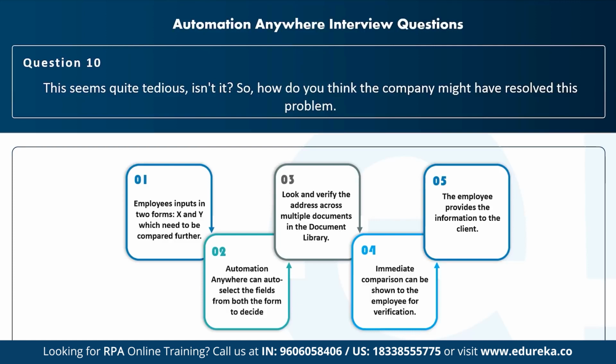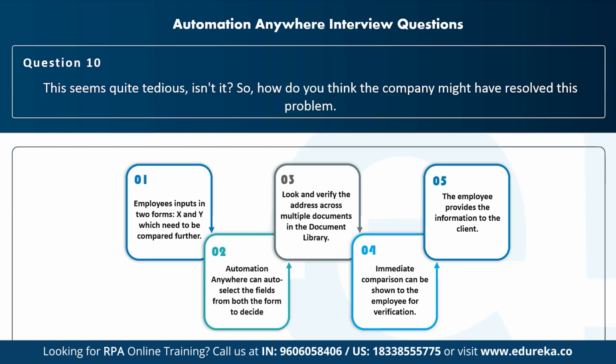So as you can see on my screen, this is basically the process workflow that you can use. For example, if an employee inputs two forms, that is X and Y, which need to be compared further, Automation Anywhere can auto select the fields from both the forms to decide and then look and verify the address across multiple documents in the document library. After the immediate comparison has been done, it can be shown to the employee for verification, and then the employee can provide the information to the client. So guys, this is the basic workflow of automating this particular task.